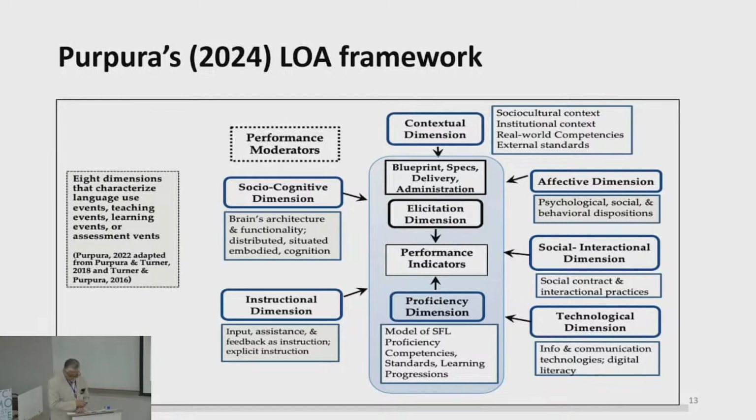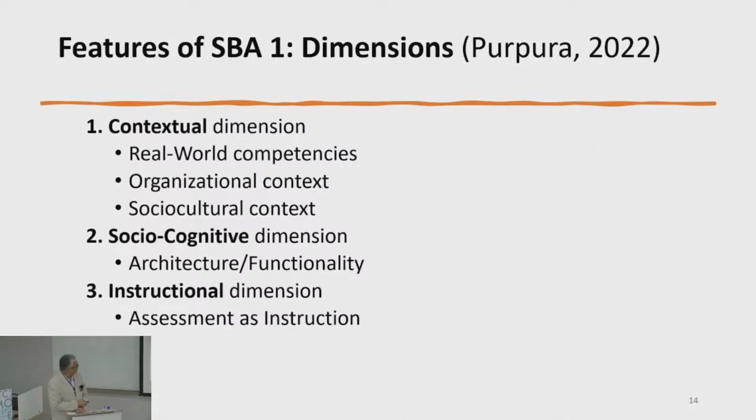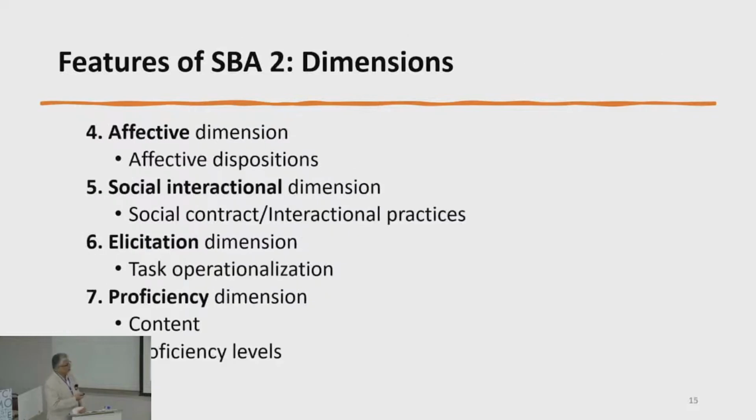Okay. So we have all these contexts that Purpura lists. Under context, you have real world, organization, socio-cultural context. Socio-cognitive is the architecture of your cognition. Instruction is what kind of instruction you have received before. Affective is your disposition, as I mentioned, to the tasks and tests. Content. Social interaction, very important when you're doing listening and speaking. Speaking, some people have different interactional practices from what you might expect.